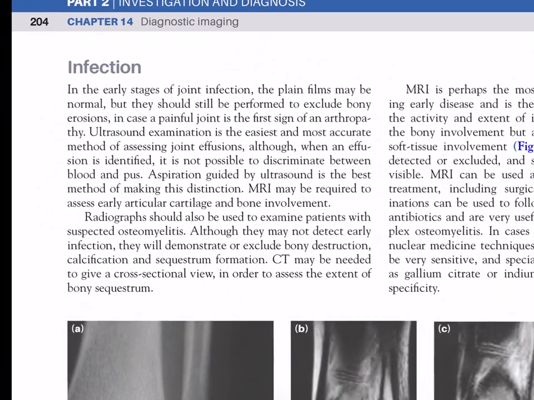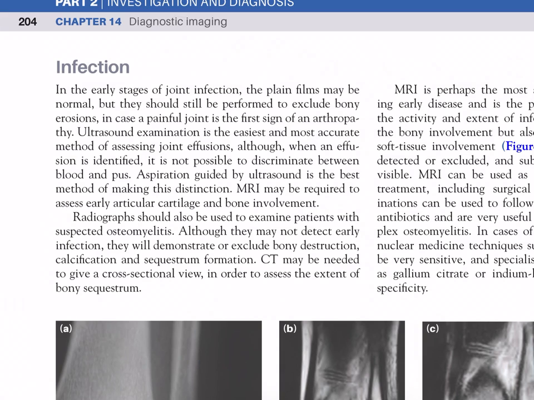Infection. In the early stages of joint infection, the plain films may be normal, but they should still be performed to exclude bony erosions. In case a painful joint is the first sign of an arthropathy, ultrasound examination is the easiest and most accurate method of assessing joint effusions, although when an effusion is identified, it is not possible to discriminate between blood and pus. Aspiration guided by ultrasound is the best method of making this distinction.